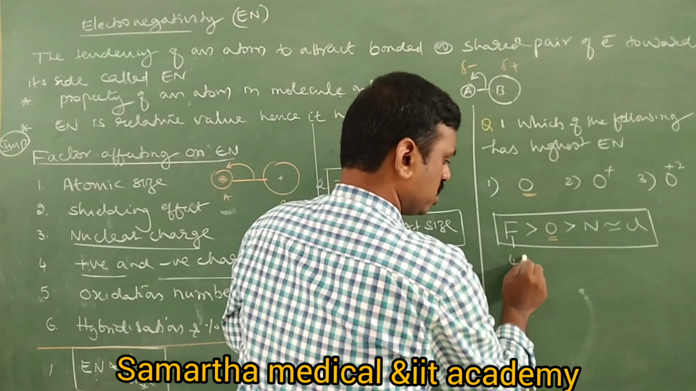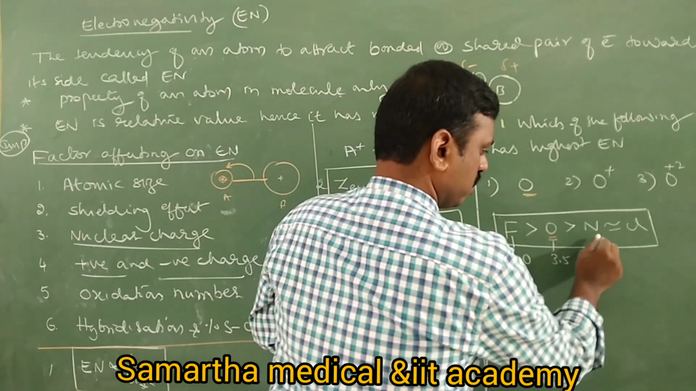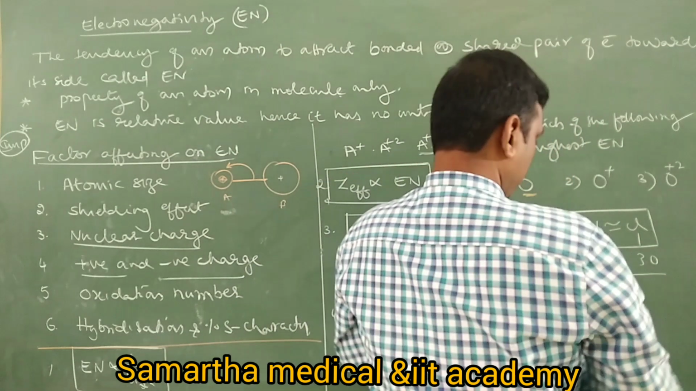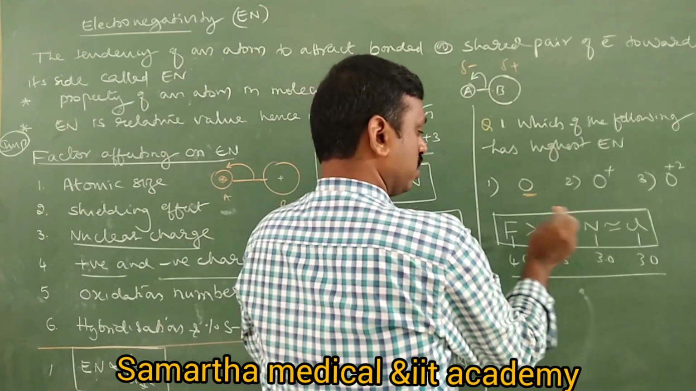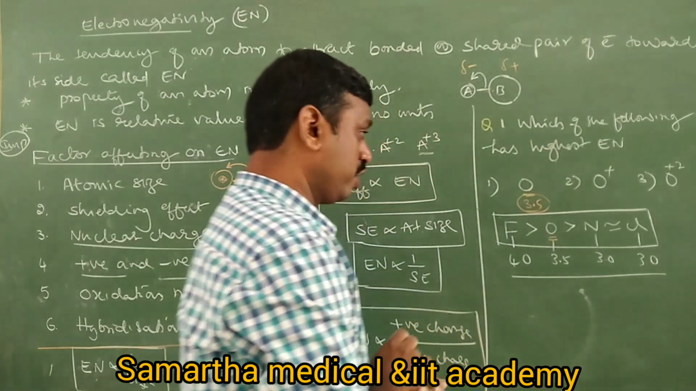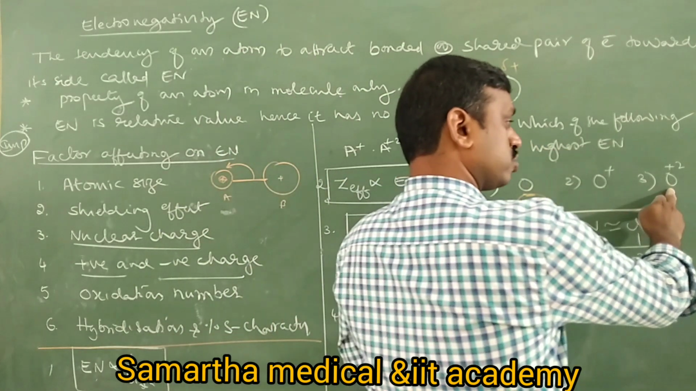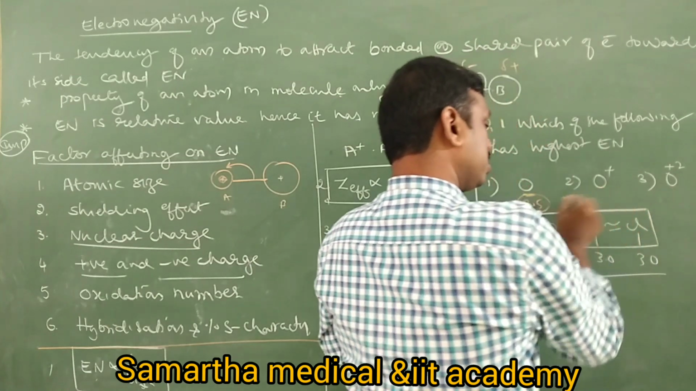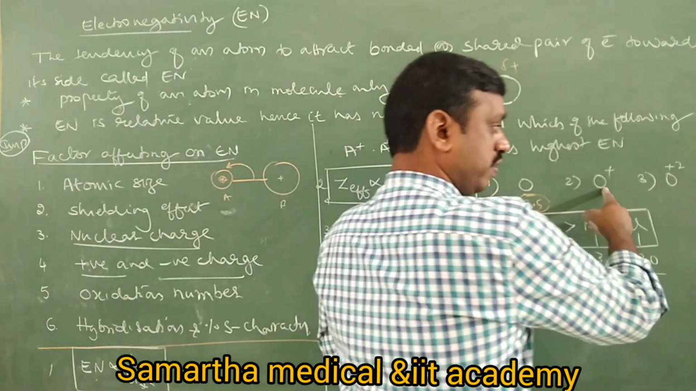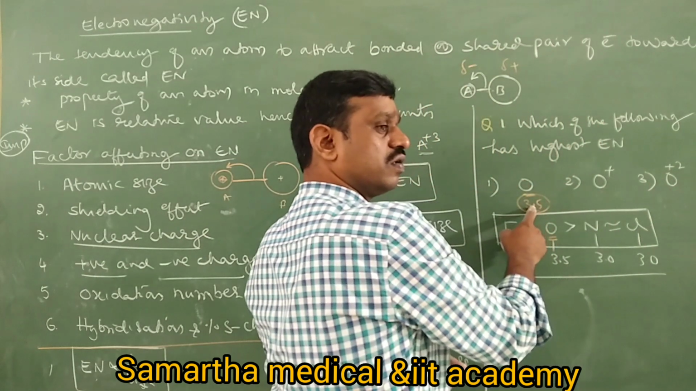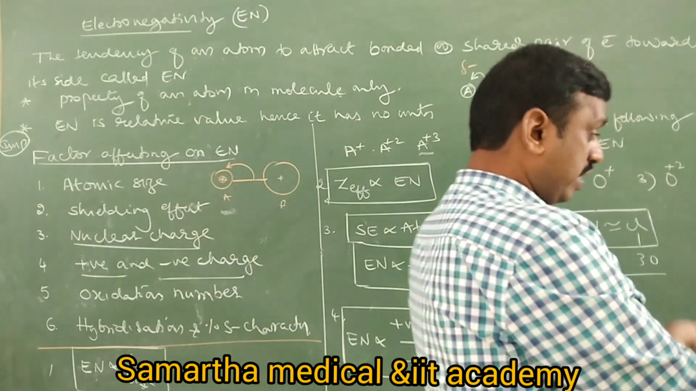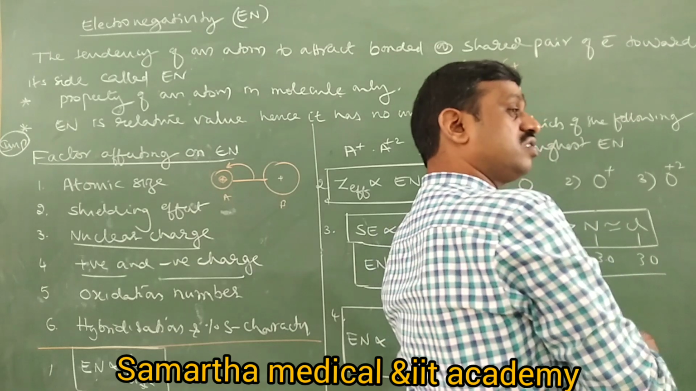If you take the values, they are 4.0, 3.5, 3.0, 3.0. Oxygen is 3.5, no units. Then what about O plus, O plus 2, O minus? O plus is more than 3.5. O plus 2 is still more than O plus. Then O minus is less. It means as the positive charge increases, the electron-taking tendency increases tremendously.